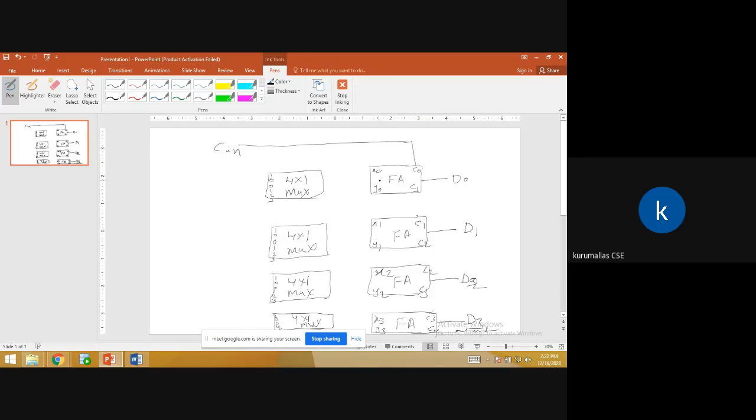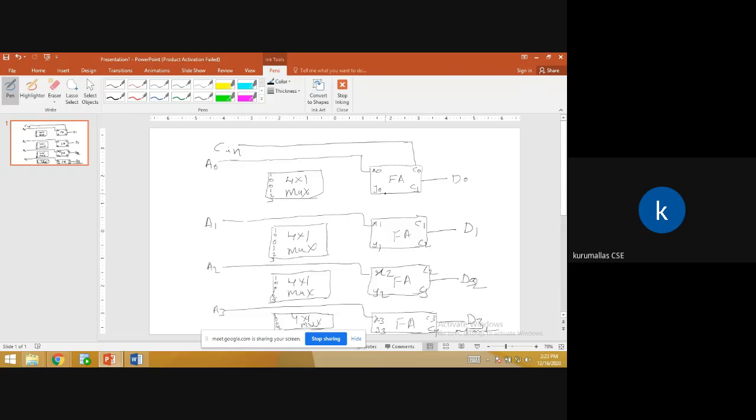Next, how do we get x0? By taking A0, A1, A2, A3. We have to connect this one, A0. This is A0. So what about this one? This is A1. Next A2, A3. Okay, so one input accepted: A0, A1, A2, A3.